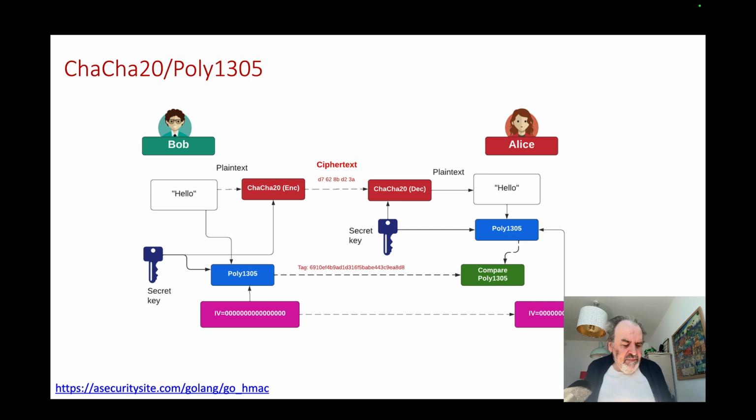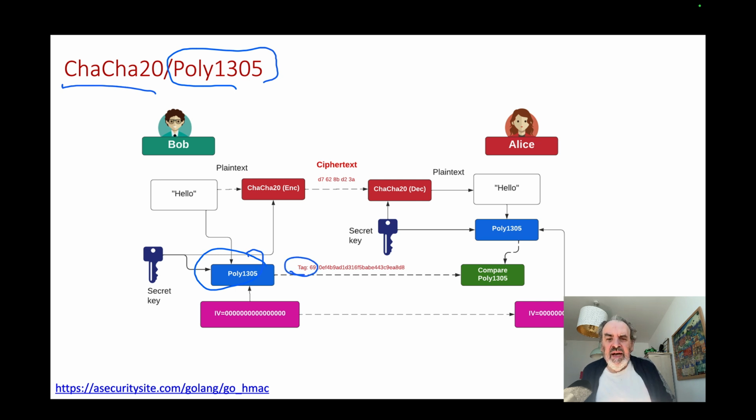In ChaCha20, we get what's called Poly1305, and Poly1305 is the MAC that goes along with ChaCha20. So in this case, we're creating our MAC, typically defined as what's called a tag, and the tag will go along with the cipher stream so that Alice can actually check it against the message that she receives by creating the same Poly1305 tag.